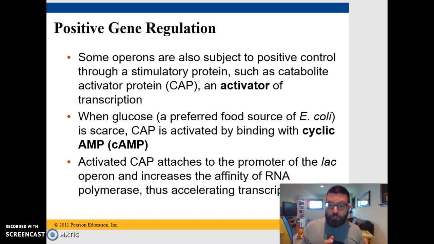But again, you're using a repressor, so that's negative gene regulation. Positive gene regulation is using an activator instead of a repressor. And these two, negative and positive gene regulation, can happen side by side. So for instance, the lac operon uses negative gene regulation because it has a repressor, but it also can use positive gene regulation.